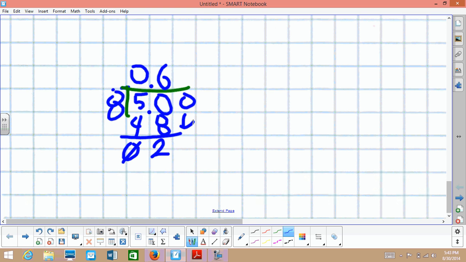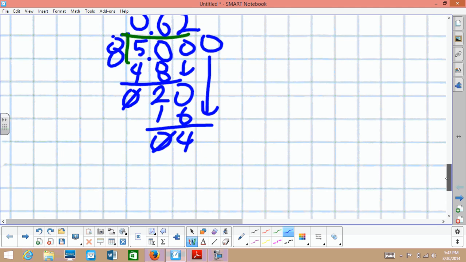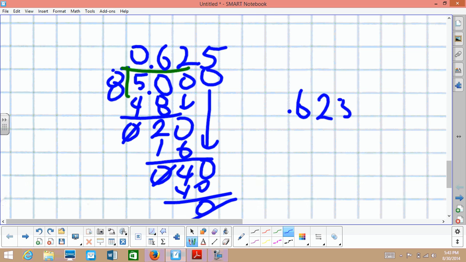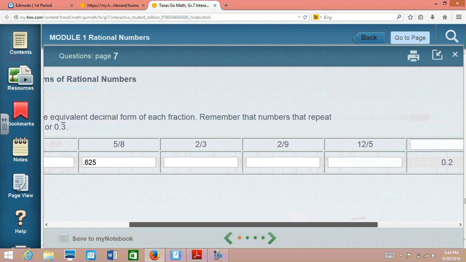Add a 0, bring it down. Now I have 20. 8 times 2 is 16. That will give me 4. Add another 0, bring it down. And now I get 40. That goes exactly in there 5 times. So 8 times 5 equals 40. And now we get 0.625, 625 thousandths. And we call it thousandths because it's in the thousandths place. So 0.625. And the next one will be for homework.